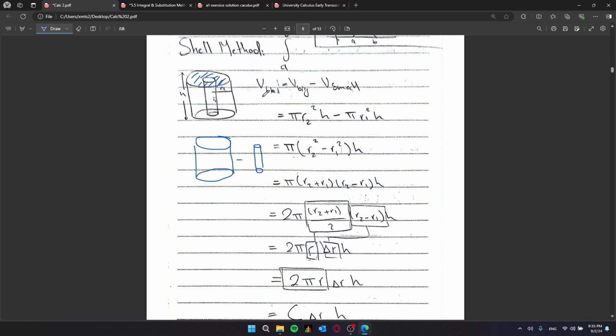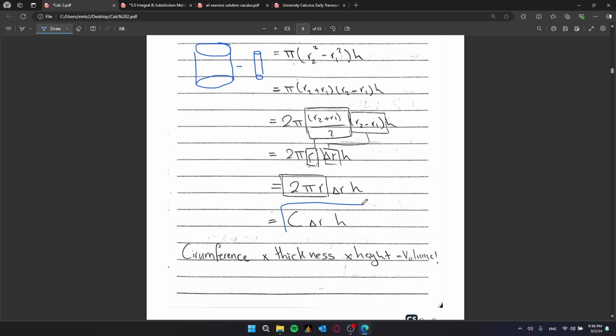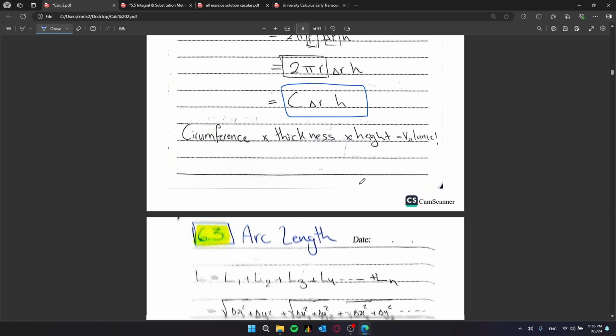This is going to be the cross-section method. Using cross-sections, you integrate using the area of a shape that you already know, to be able to find the volume of the graph. Here in the final formula, you're going to have C, which is 2 pi r, the circumference of a cylinder, times the thickness, times the height. This gives you the final answer for the volume of the cylinder represented by this graph.